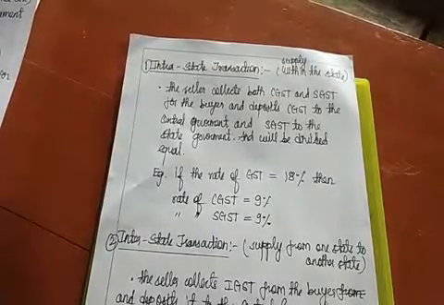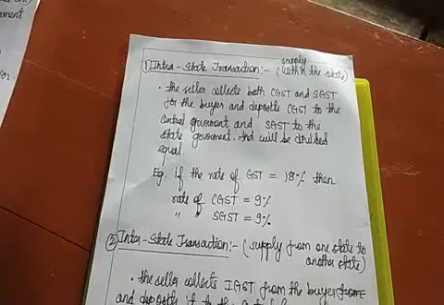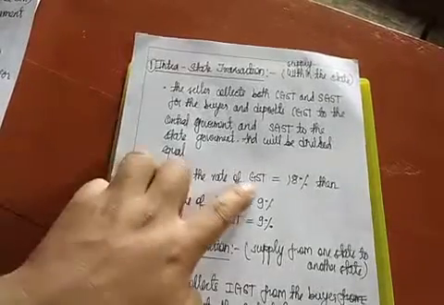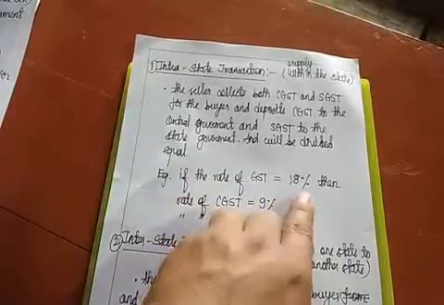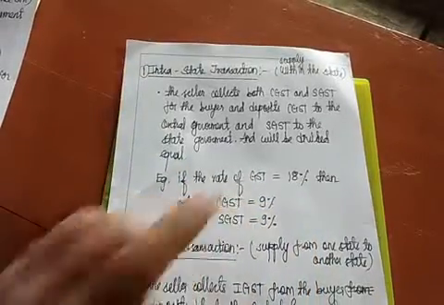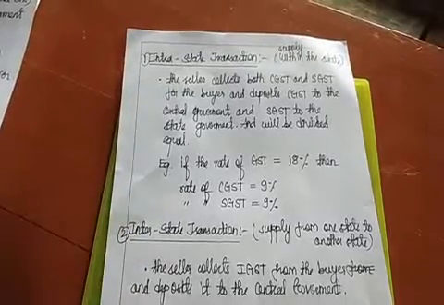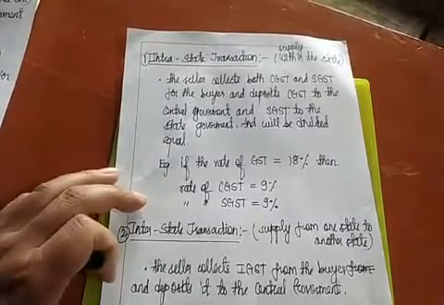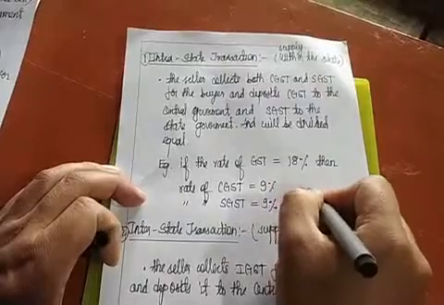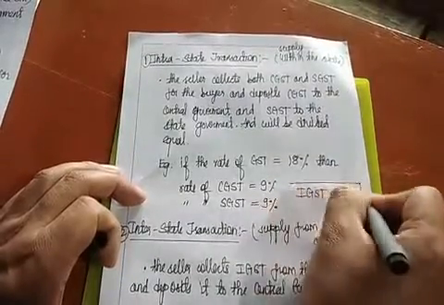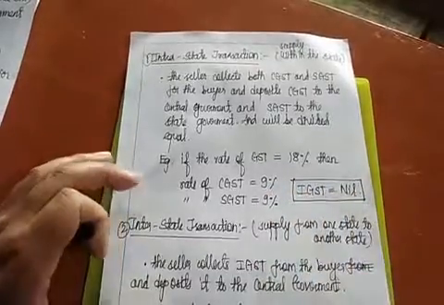Be clear with this point. Intrastate means within the state. In intrastate, we have to calculate CGST as well as SGST, and the rate of GST will be given in the question. For example, if it is 18%, then 9% for central and 9% for state. There will not be any IGST. IGST will be nil in the case of an intrastate transaction.